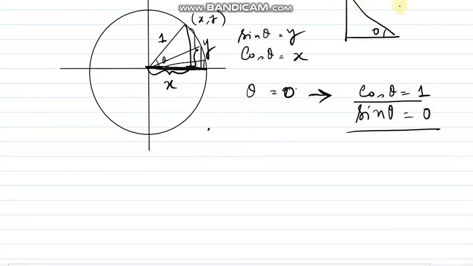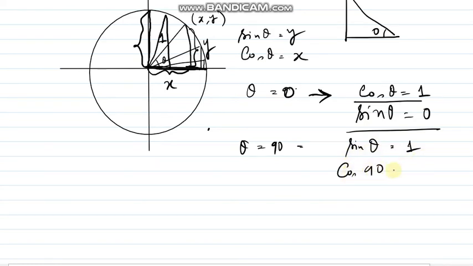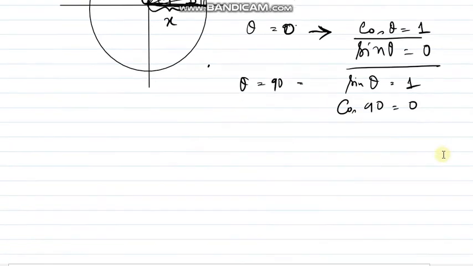Now if theta will increase further, then the value of x is decreasing and y is increasing. Now when theta will be equal to 90 degree, that time y will be equal to the radius of the circle, which is 1, and x is 0. So for theta equal to 90 degree, sine 90 is equal to 1, and cos 90 is equal to 0, and further values will follow.